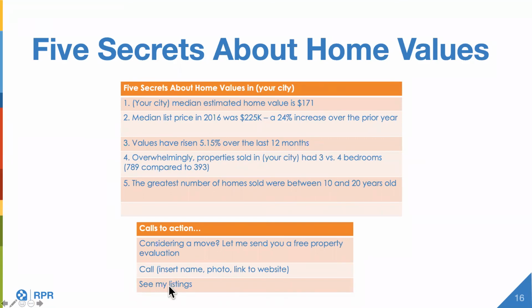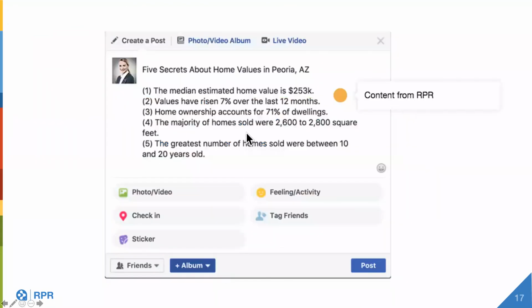So they can click on that and go right to your listings that you have posted. Here's what an agent did in Peoria, Arizona. They just put in that the median estimated home value has risen 7% over the last 12 months. Homeownership accounts for 71% of the dwellings. So they just went through and picked out some of that information and posted it. It's a very simple way to get this information out to them.